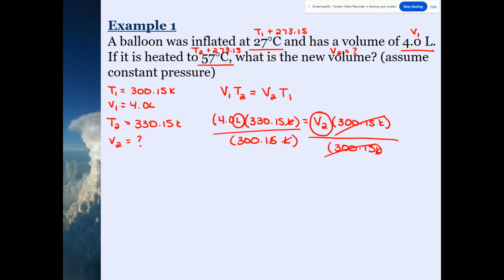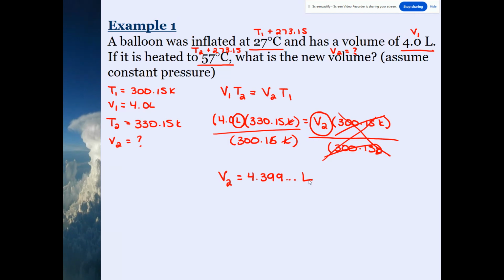Okay, remember again, the reason we're dividing by 300.15 is I'm isolating for V2. V2 right now is being multiplied by 300.15. So I have to do the opposite of multiplication, which is division, on both sides of the equal sign. So it cancels completely on this side, and then I'm left with 4 times 330.15 divided by 300.15. And we get an answer for V2 as being 4.399 so on liters. Okay, this is my unrounded answer.